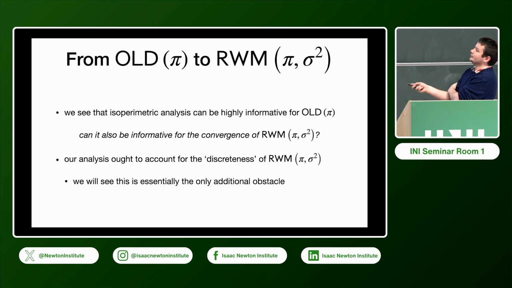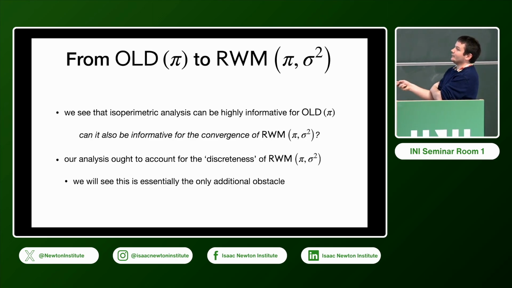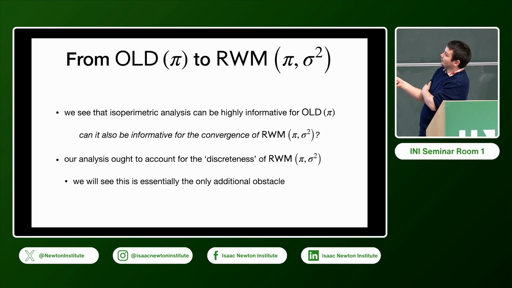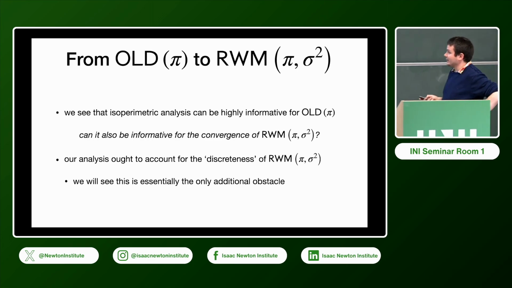So we've seen that doing a sort of isoperimetric analysis of a probability measure gives us a lot of information about the convergence of this diffusion. And so optimistically, we might want to ask, can it also be informative about how our practical algorithm converges? So then we have theorems, then we have guarantees, and we're sort of happy at that stage.